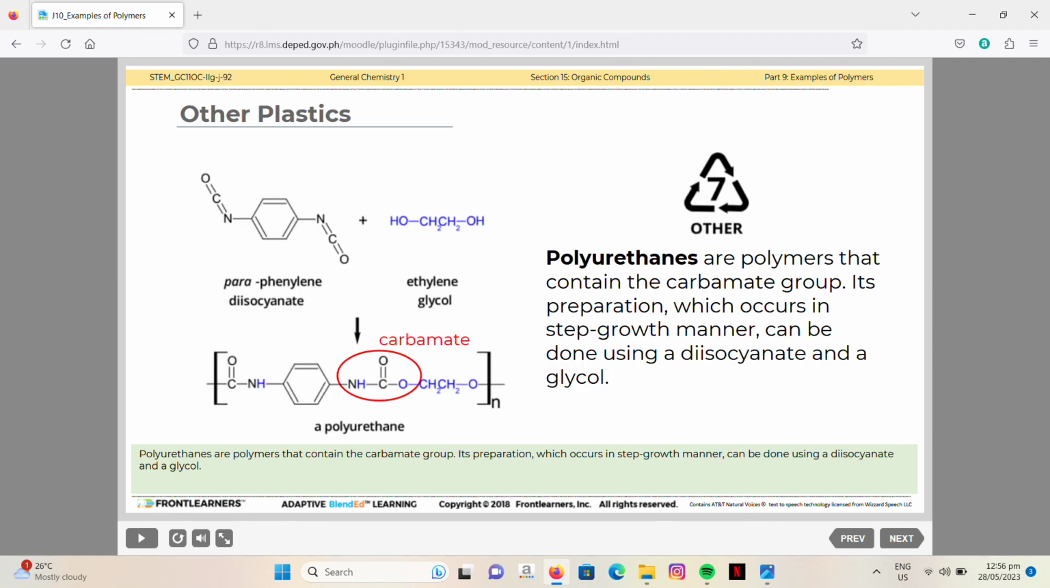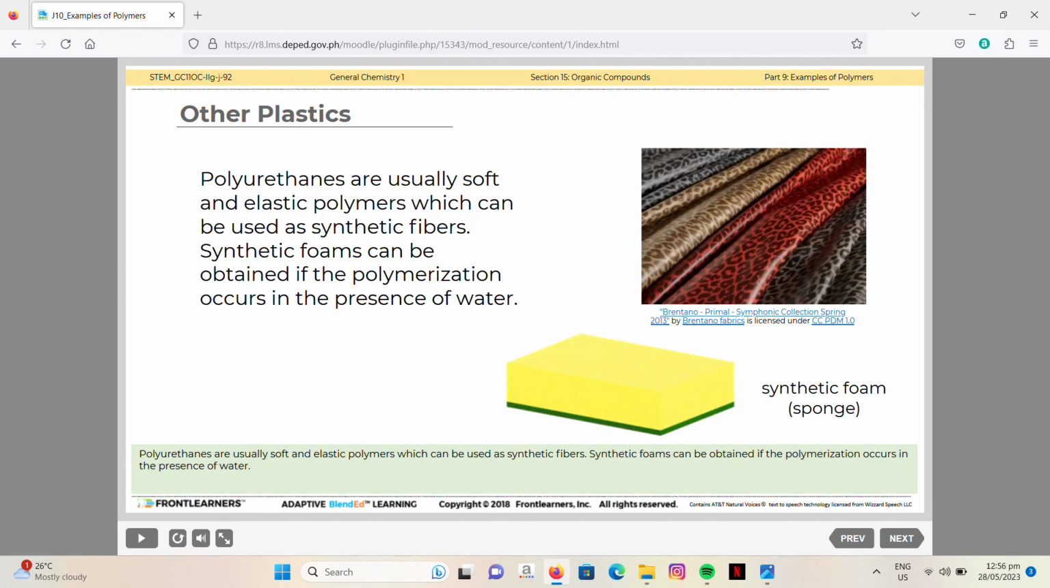Polyurethanes are polymers that contain the carbamate group. Its preparation, which occurs in step growth manner, can be done using a diisocyanate and a glycol. Polyurethanes are usually soft and elastic polymers which can be used as synthetic fibers. Synthetic foams can be obtained if the polymerization occurs in the presence of water.